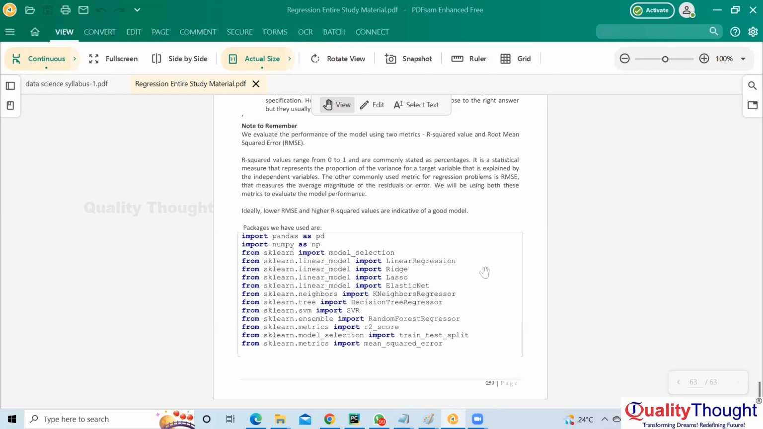Okay, now what is enough data? There is no definition of enough data, such as that it should be less than 1,000 rows or 10,000 rows. It depends. The more you work, the more you understand. So that's the use of ridge, lasso, elastic net.